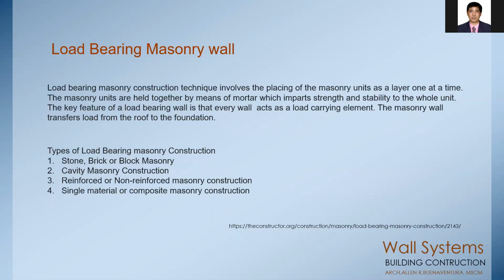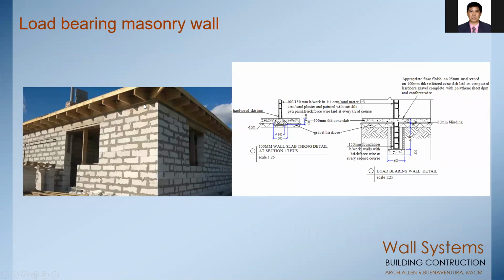Types of load-bearing masonry constructions are stone, brick, block masonry, cavity masonry construction, reinforced or non-reinforced masonry construction, single material or composite masonry construction. This is a sample of a load-bearing masonry construction. As you can see, there are no more columns that support the roof of the structure, and the walls are load-bearing walls that are structurally designed to carry the whole load of the building, and these individual hollow blocks are designed for this specific purpose as a load-bearing masonry wall.